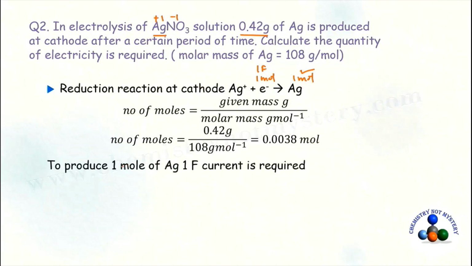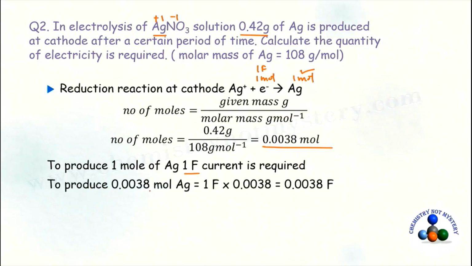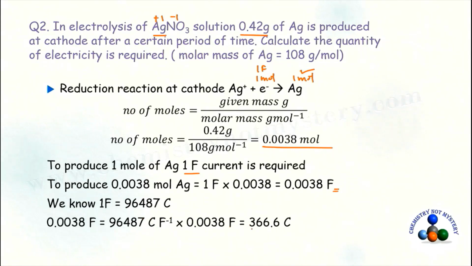From the equation we know, to produce 1 mole of Ag, 1 Faraday of current is required. So how much Faraday of current is required to produce 0.0038 moles of Ag? It will be 1 Faraday multiplied by 0.0038, which is equal to 0.0038 Faraday. Now convert this Faraday into coulomb. You know 1 Faraday is equal to 96487 coulomb. To convert, you have to multiply it by 96487. So here you will get 366.6 coulomb of charge required to produce 0.42 grams of silver. So this is the answer of our question.